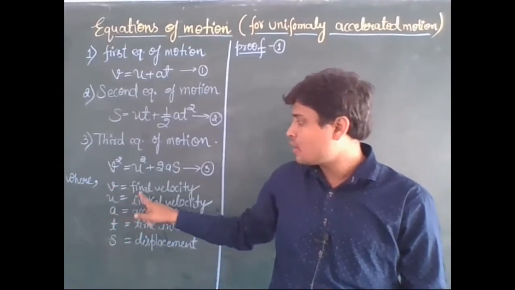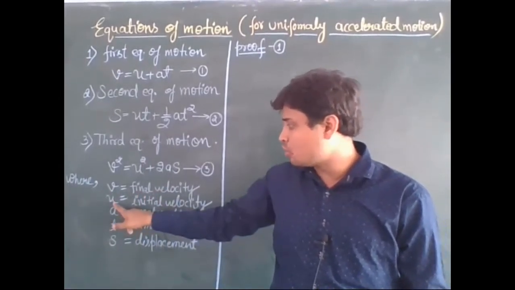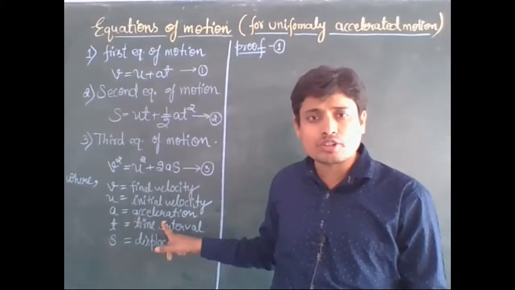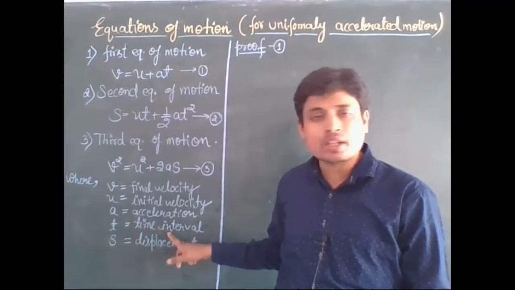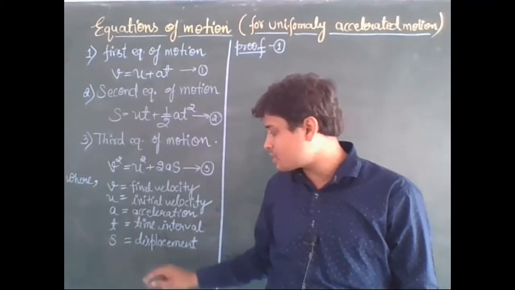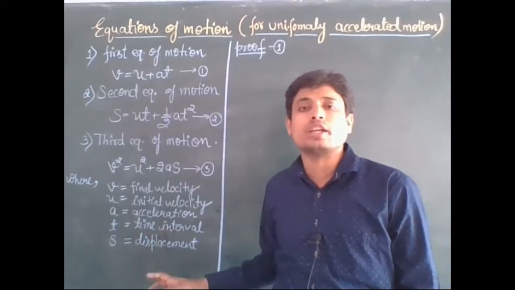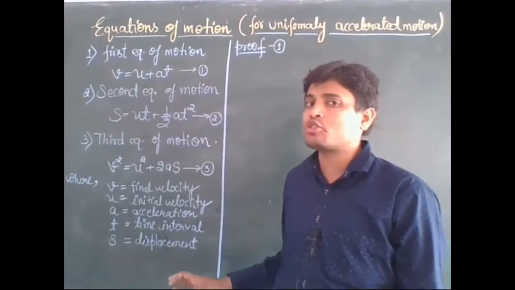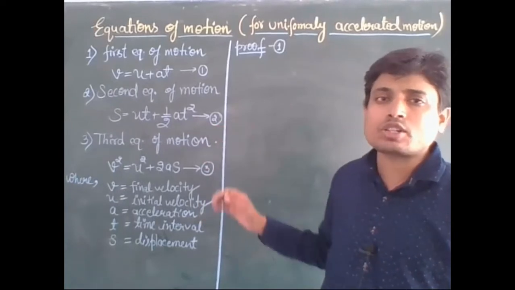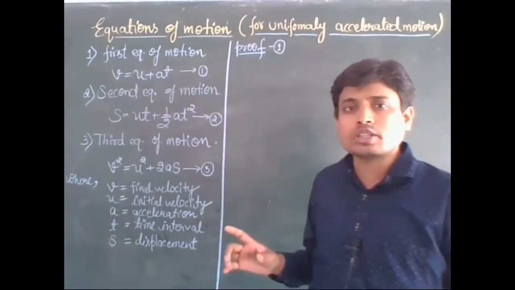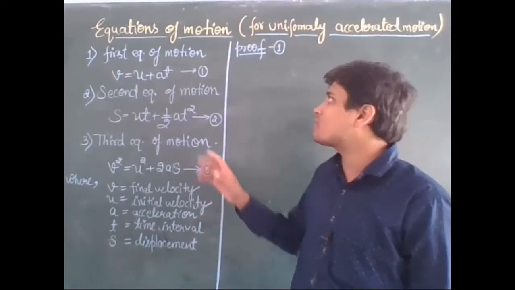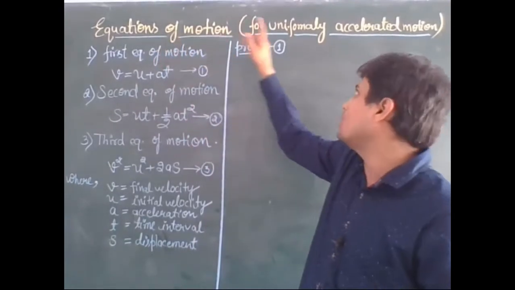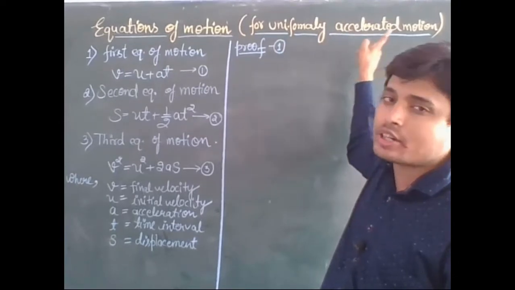v means final velocity, u means initial velocity, a means acceleration, t means time interval, and s means displacement covered in the given time interval. Okay, now we are going to prove these equations one by one. One more thing I want to inform you, that these equations of motion are only applicable for uniformly accelerated motion.